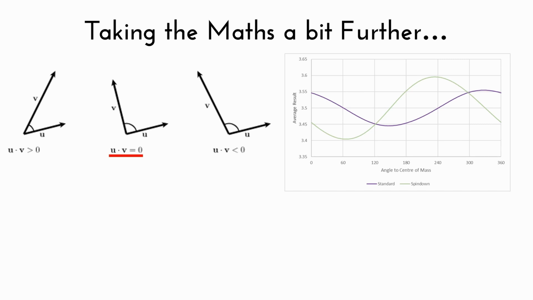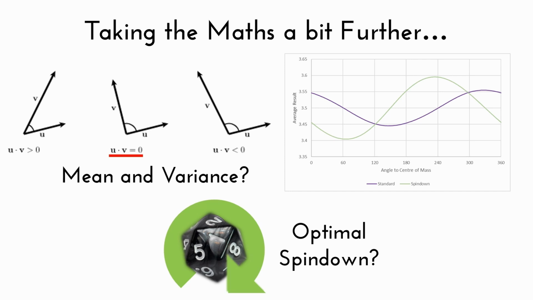If you are curious, I encourage you to look into this further, especially if you can come up with a good way of calculating the effect on the mean and variance of the distribution. I would also encourage you to investigate what the optimal numbering is that retains the spin-down property. I honestly think there is a master's thesis in this whole topic.